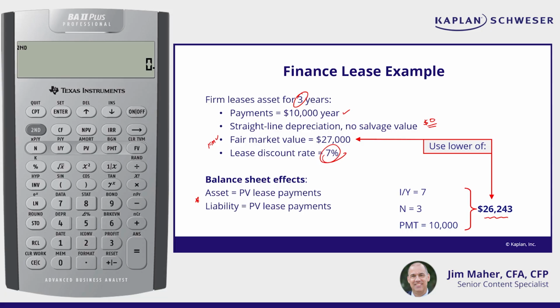We're going to do second, and we're going to clear our time value of money. Then we're going to enter 7 for our interest rate, 3 for our number of periods, 10,000 for our payment. And being that we cleared out our register for the future value, we don't need to put 0 there. If you want to, you can. So let's go ahead and do that. 0 future value. And then we're simply going to compute the present value. And you're going to see there we get 26,243. Okay.